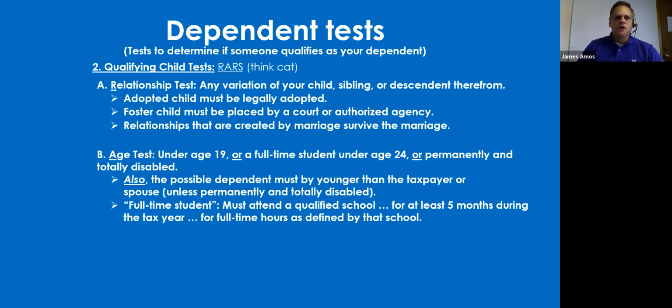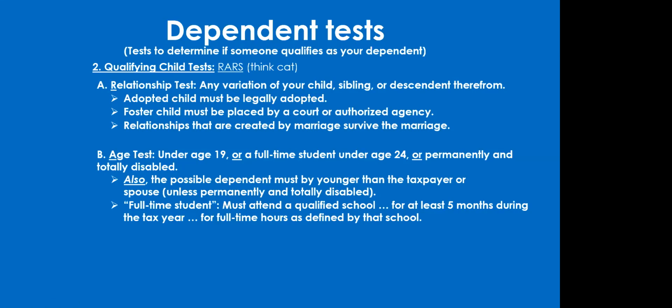The first R in RARS stands for the relationship test. Now, what does that mean? That means this person must be related to you by definition in the way that the IRS allows. What is that definition? That is any variation of your child or sibling, or descendant therefrom.